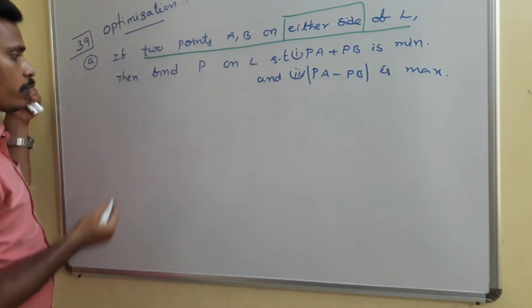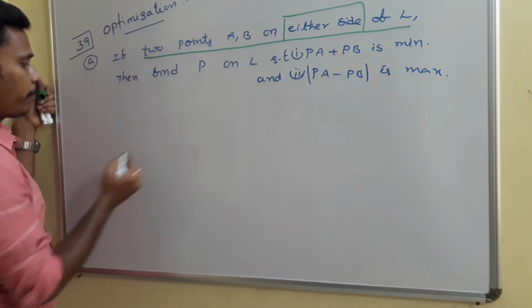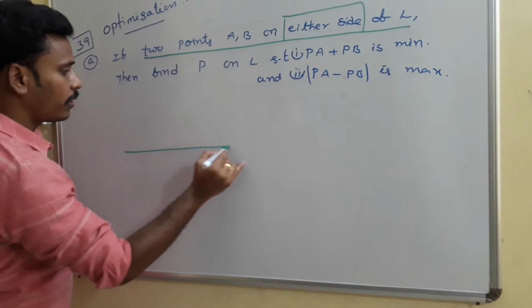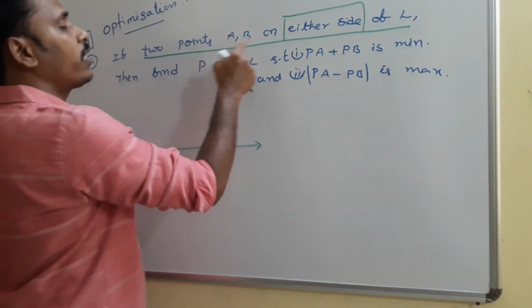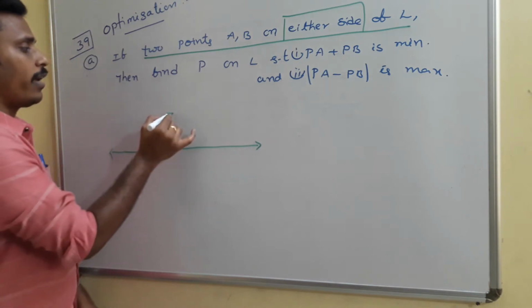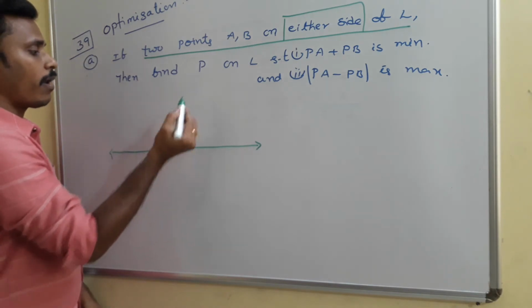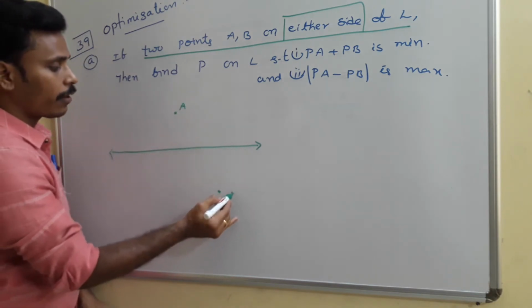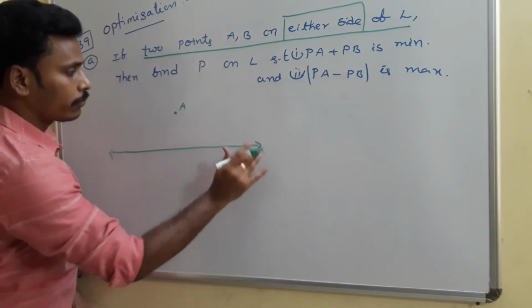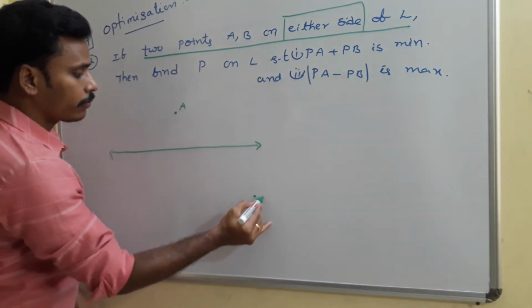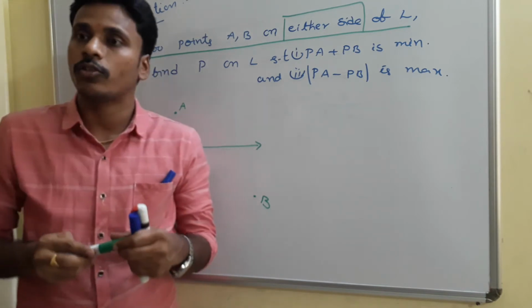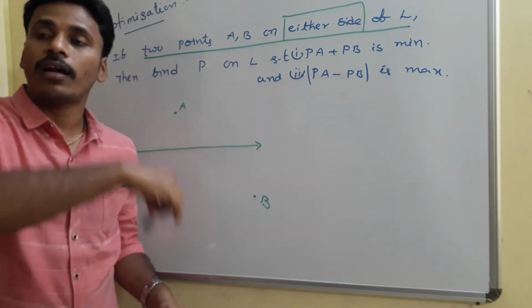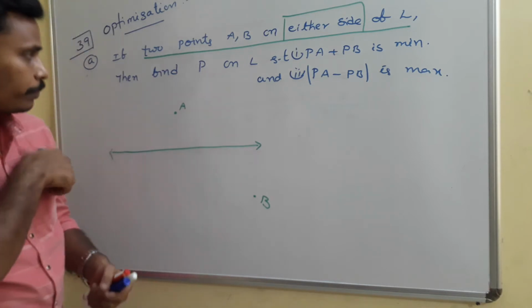So first of all, you just take a line. Say this is the line, and there are 2 points A comma B on either side of the line. Suppose there is a point A here and here is another point B somewhere here. Yeah, this is the line, right? The points are on either side means, for the line, one is on that side, the other one is on this side, right?